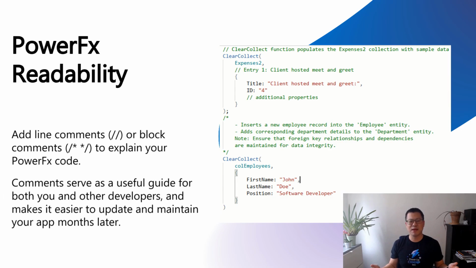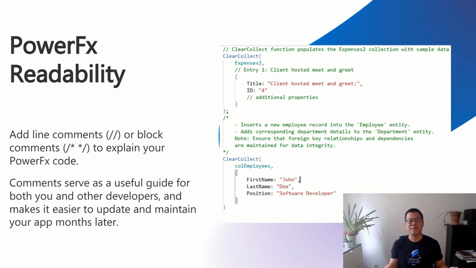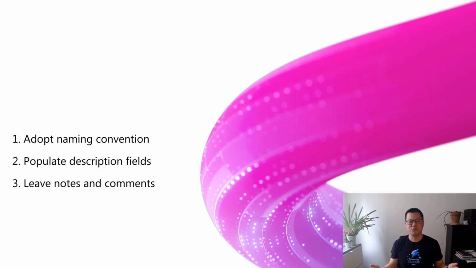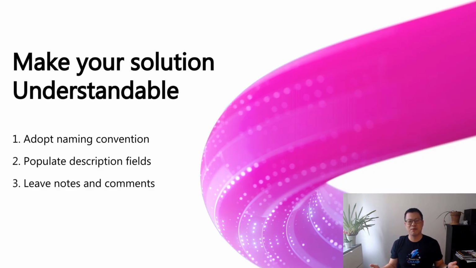Embedding comments in your PowerFX expressions is another simple yet powerful way to explain non-obvious business rules or calculations, guiding both you and any future developers through your logic without reverse engineering it. By adopting Microsoft's recommended naming conventions, populating description fields at every level, leaving comments in your formulas and flow steps, you'll create Power Platform solutions that are self-documenting, intuitive, and fully aligned with enterprise governance standards. Anyone on your team can pick up where you left off, troubleshoot efficiently, and extend your solutions with confidence.